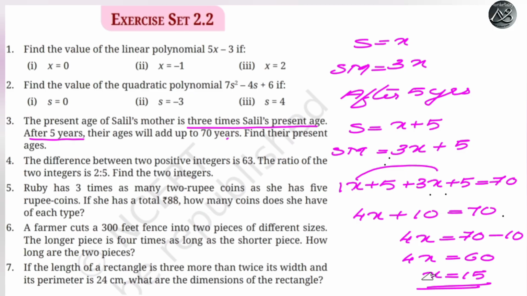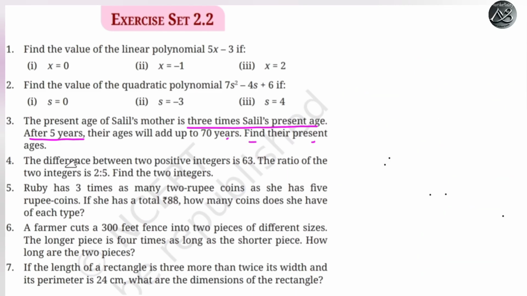What have we taken as x? The present age of Salil. So the present age of Salil is 15. Then what will be his mother's age? Mother's age is 3 times 15, that is equal to 45. Okay, so find their present ages. So their present ages are 15 and 45. After 5 years, Salil's age becomes 20 and mother's age becomes 50. So it adds up to 70. Okay.